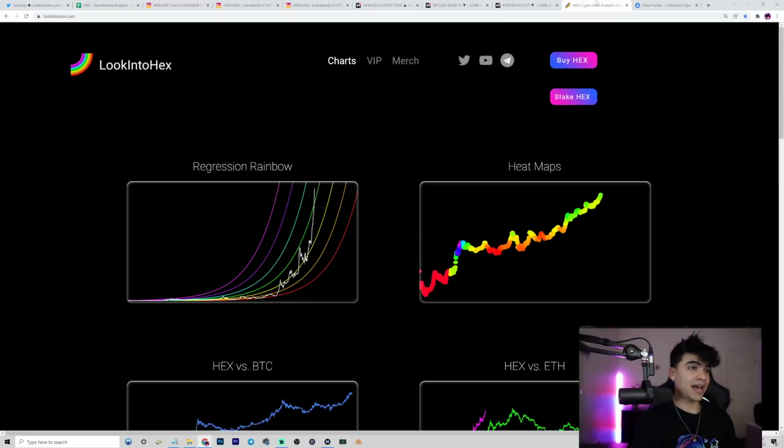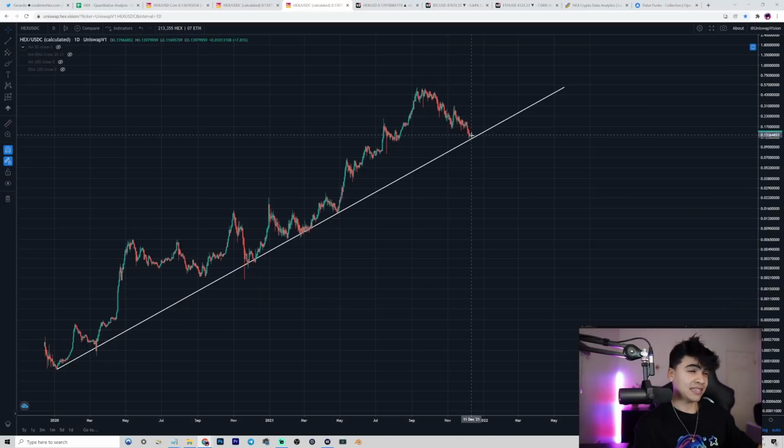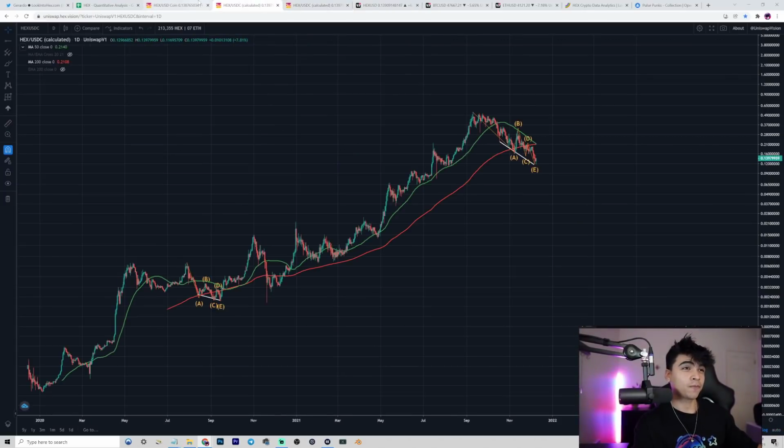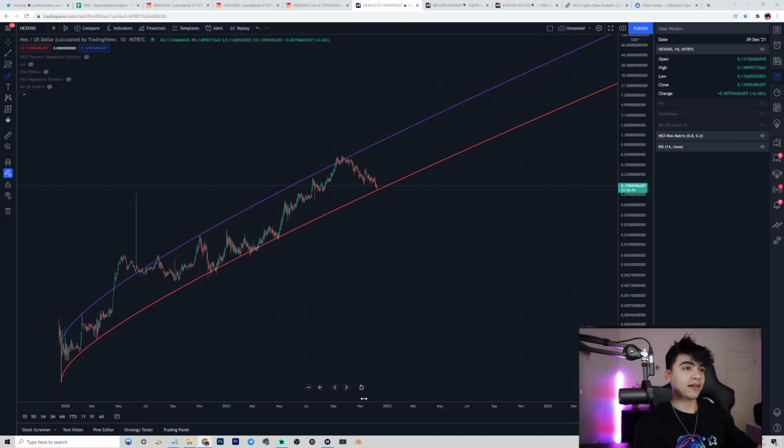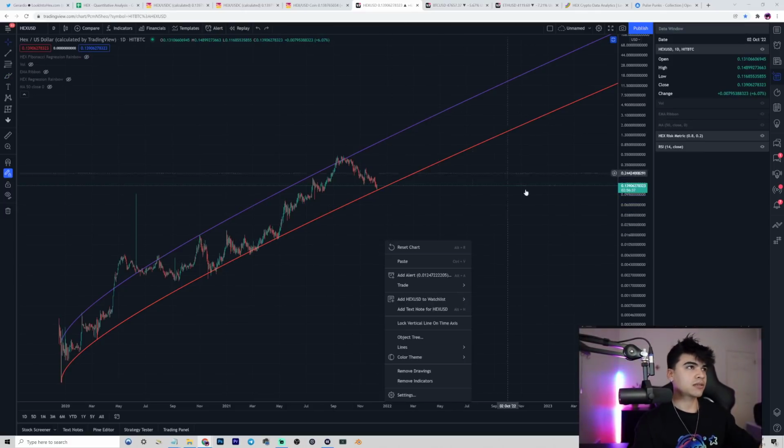So with that said, a lot of cool stuff coming. LookIntoHex V2, onwards to 20K subs. Hopefully Hex is done dipping. Hopefully we don't have to change our model. Hopefully we don't have to bend over the regression rainbow and have it be a logarithmic regression rainbow. But at the end of the day, if that happens, hey, that's okay too.